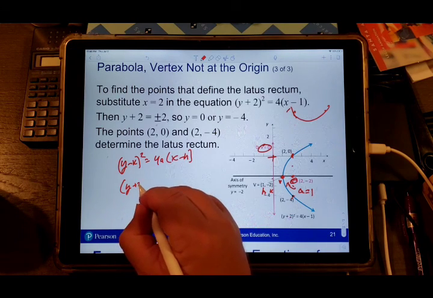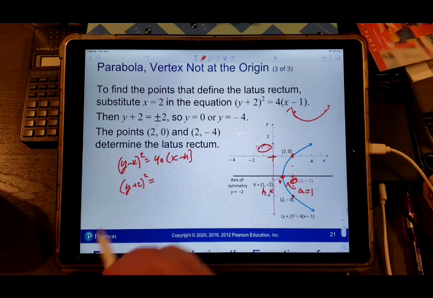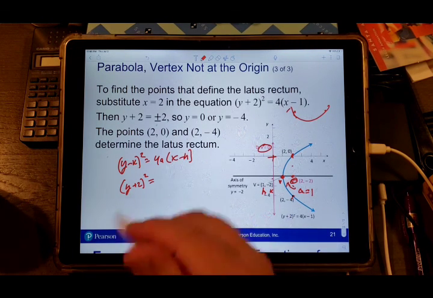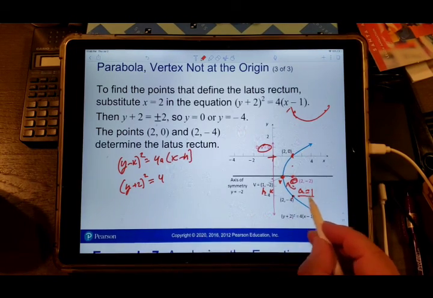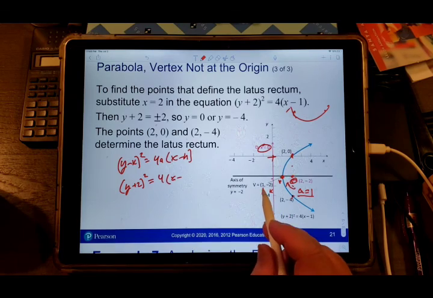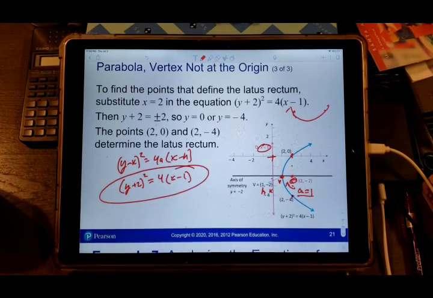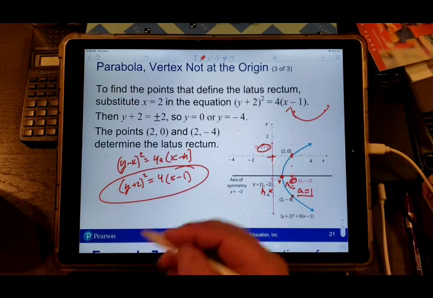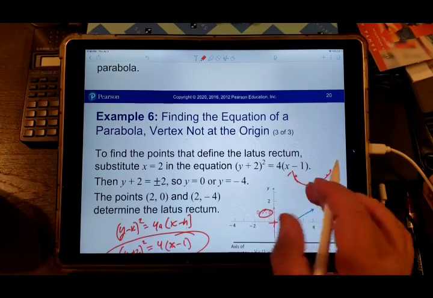So if I subtract the negative 2, I'll get y plus 2 squared. We already know a is positive 1, so 4a just becomes 4, times x minus 1. And that's the way we leave it. That's the way we want the equation to look. And so here we are.